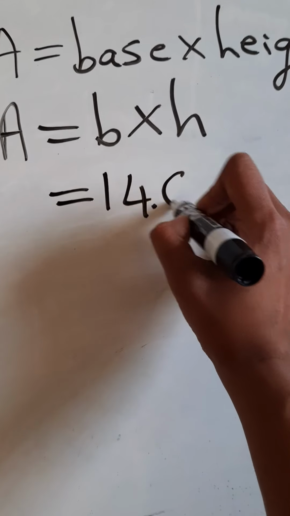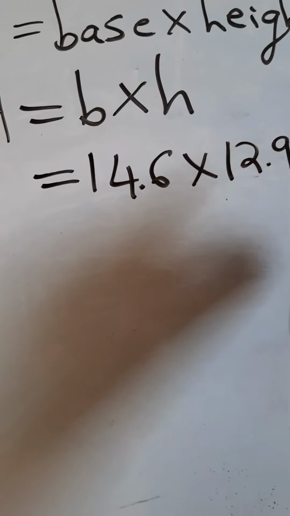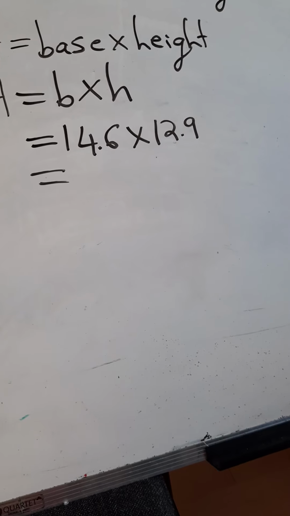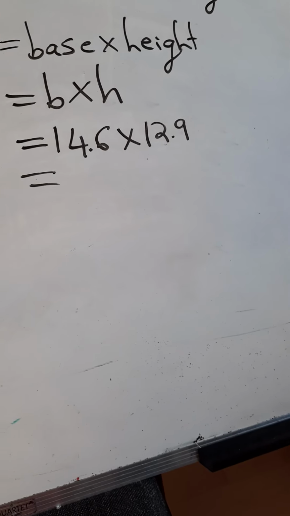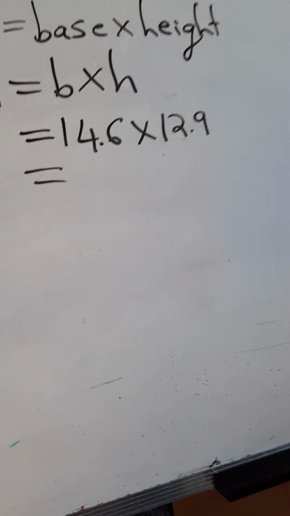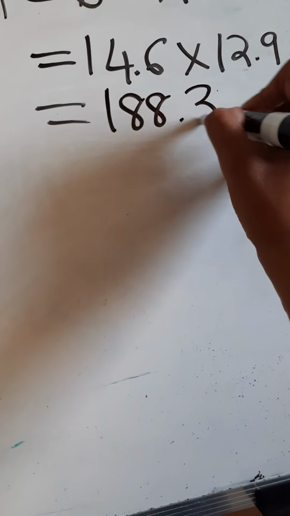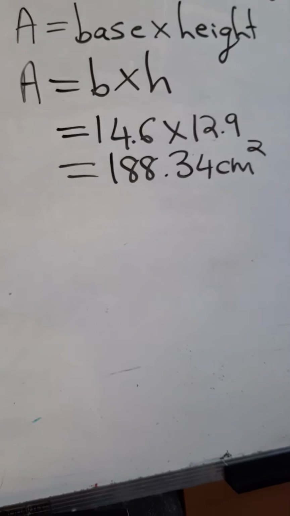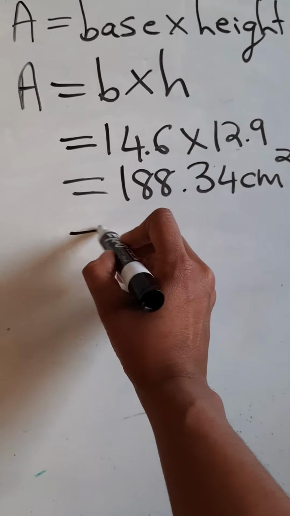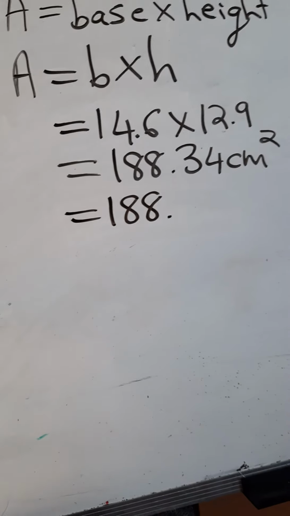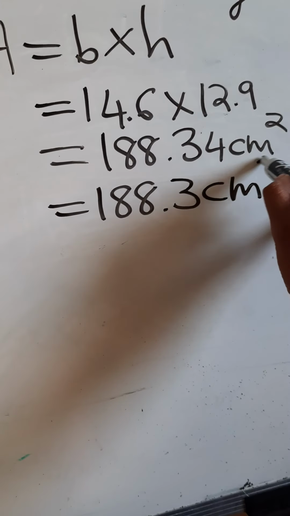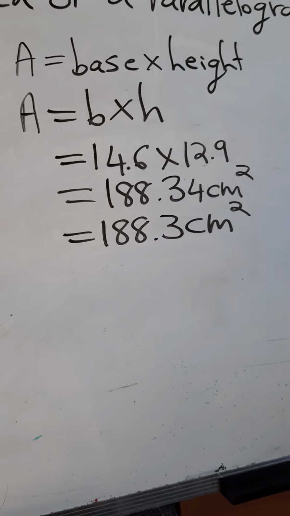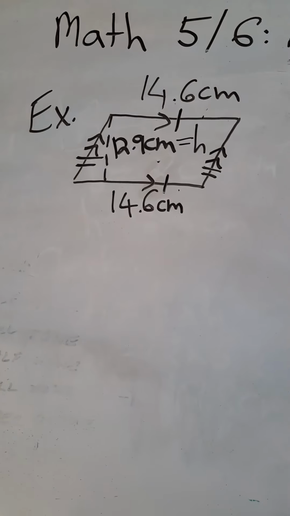So let's put this into our formula. What we're doing is base 14.6 times 12.9, okay? So now I can see that basically I have two of these decimals. I'm going to multiply them together, okay? And we are getting 188.34 centimeters squared. Okay, if you do have a decimal like this, okay, in most cases you should round this to one decimal place. So we're going to do 188.3 centimeters squared. Okay, and this is basically our final answer for this example that we did right here.